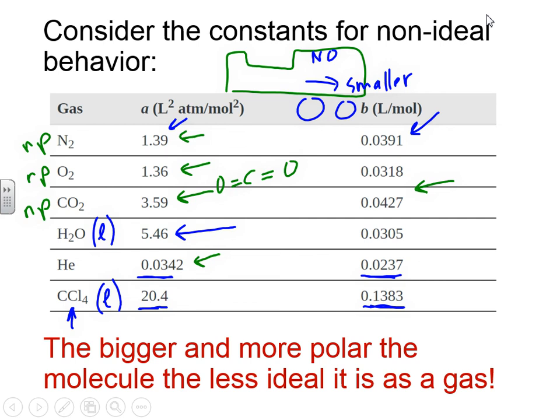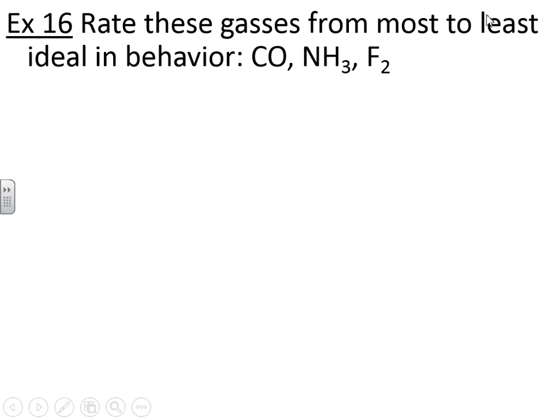So let's wrap up with a little example problem. And this example problem says rate these gases from most to least ideal in behavior. So we want the most ideal and then the least ideal gas. Now between these three, what we see is this one is nonpolar. Fluorine is just diatomic fluorine. This one's polar, because you have a difference between oxygen and carbon in carbon monoxide. And this one here has hydrogen bonding.